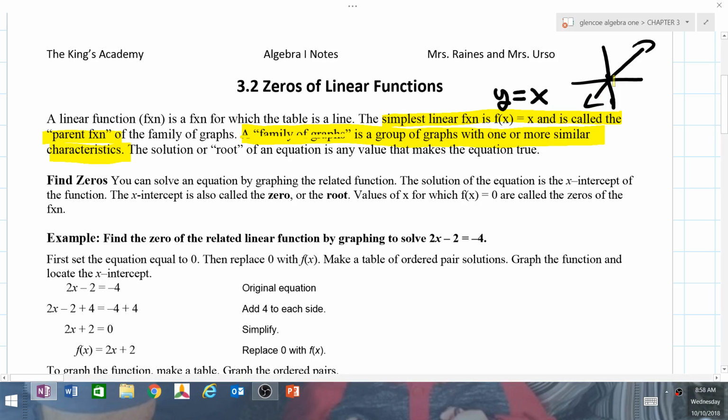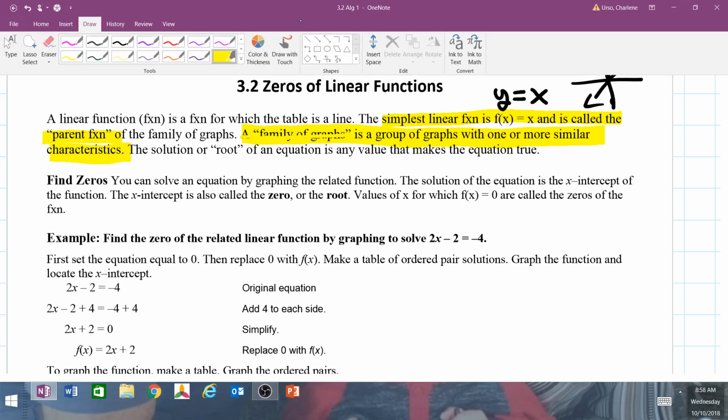This graph right here is the simplest graph. We are going to call it the parent function. A family of graphs is a group of graphs with one or more similar characteristics, just like maybe in your family. Maybe both of your parents have blonde hair and blue eyes. And if we were to look at all of your brothers and sisters, the whole family has blonde hair and blue eyes. Similar characteristics. So please make sure that you know both definitions for parent function and for family of graphs.